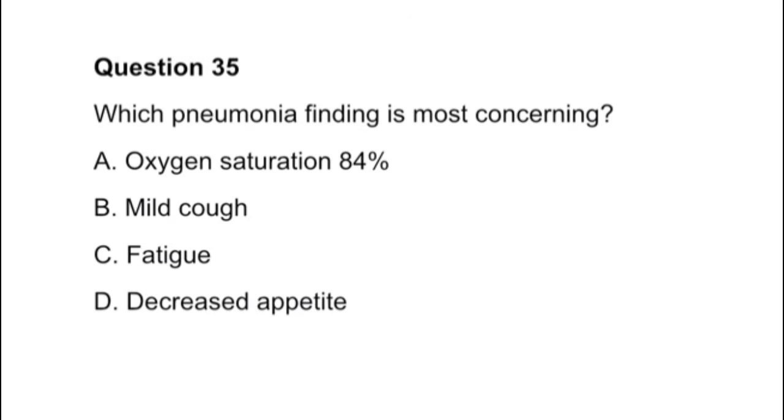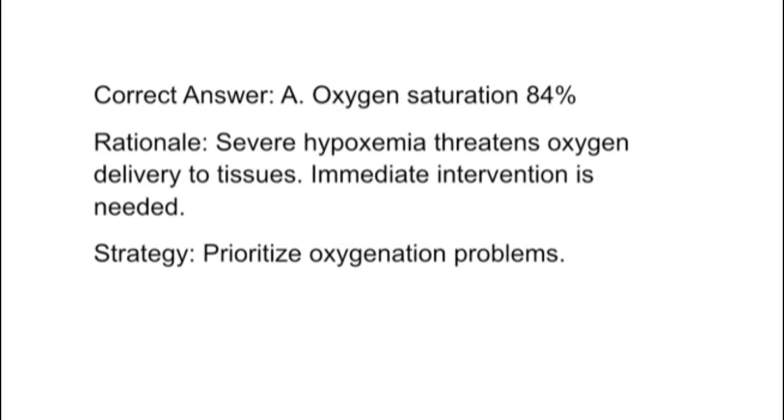Question 35. Which pneumonia finding is most concerning? A. Oxygen saturation 84%. B. Mild cough. C. Fatigue. D. Decreased appetite. Correct answer: A. Oxygen saturation 84%. Rationale: severe hypoxemia threatens oxygen delivery to tissues. Immediate intervention is needed. Strategy: prioritize oxygenation problems.